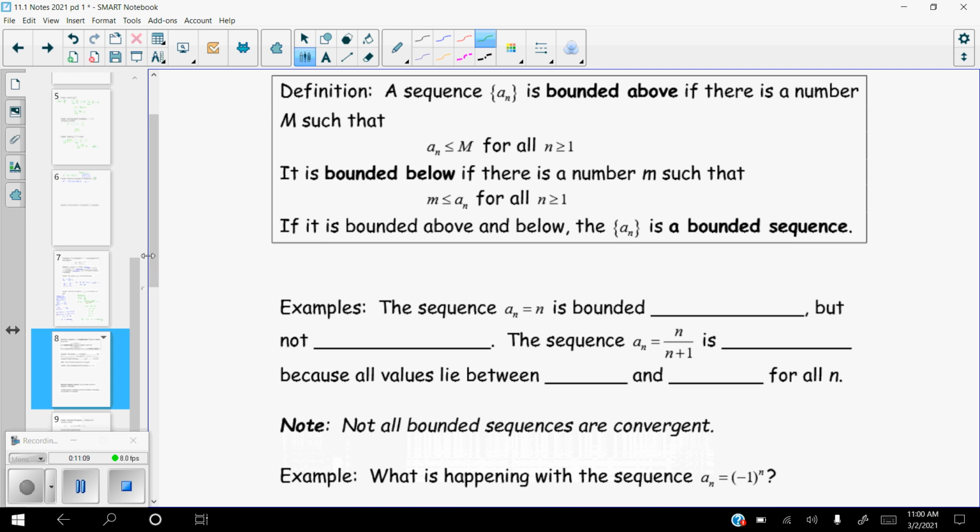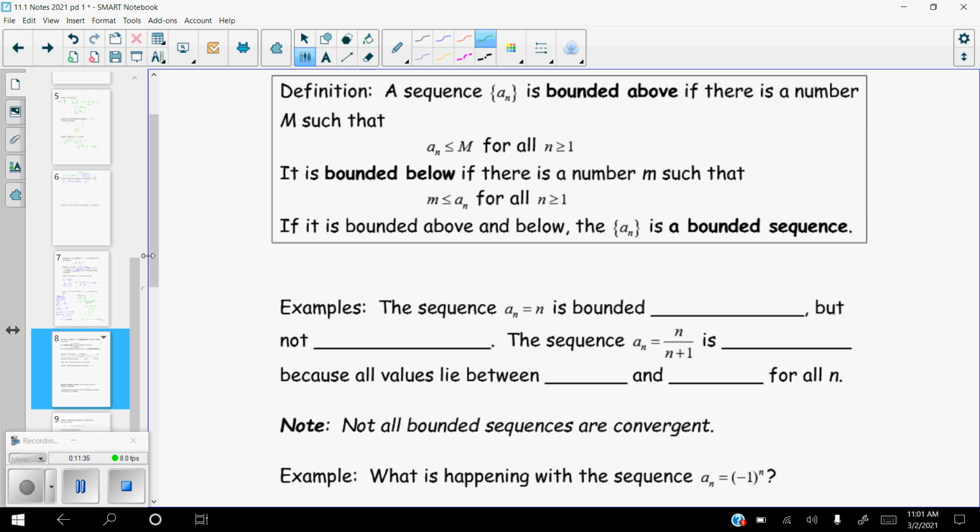So the definition is a sequence is bounded above if there is a number M, just some number, such that a sub n is less than or equal to all those values. So in other words, is there a number above that we will never get bigger than? All the values in the sequence cannot pass that number. That's what it means to be bounded above.